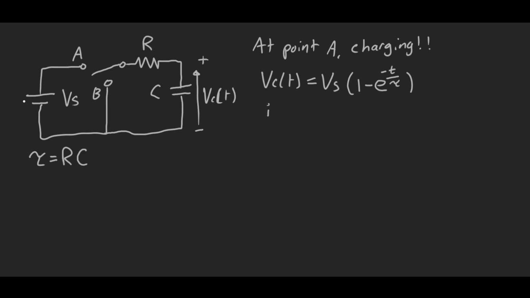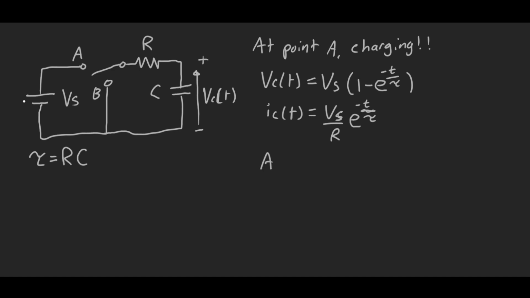And the current as a function of time across the capacitor is equal to Vs over R multiplied by e to the power of minus t over tau. So what we did there is not only applied Ohm's law, but we also took out the 1 minus. That's something to consider there and to be aware of. So that's all you need to know about the charging operation.